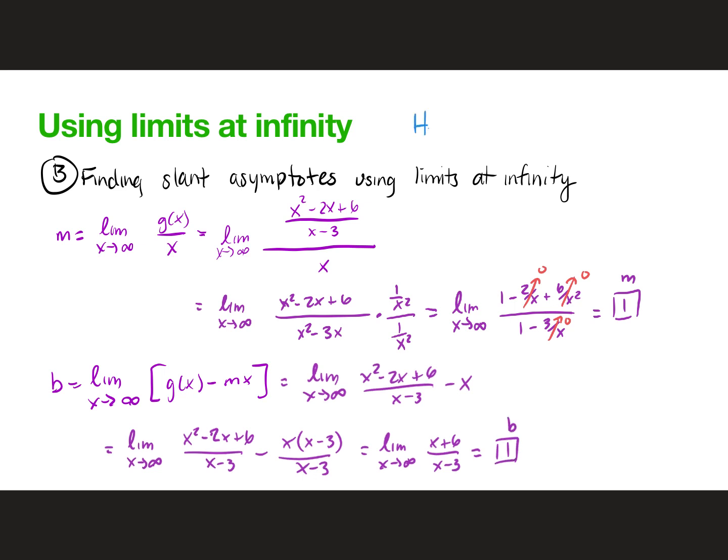And so we can conclude that our slant asymptote is y equal to mx plus b, which in this case is y equal to x plus 1. So we end up with the same line that we found using polynomial long division.